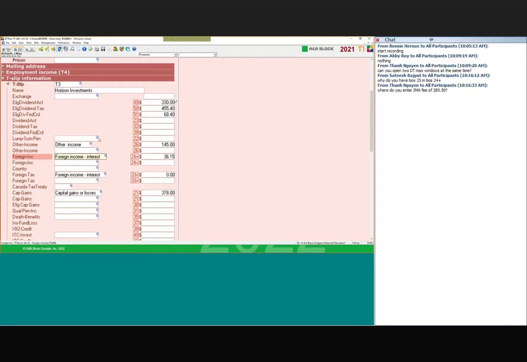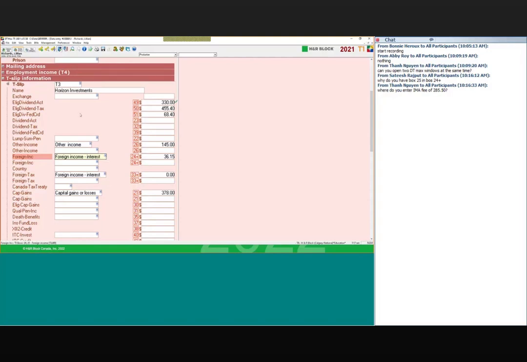And Thane's asking, where do you enter the management fees? I will do that later in the demonstration. We're not doing it right now because it doesn't go in the T-slip section. All right, so just hold your horses on that. Anyway, I'm just following along what it says here in my instructor guide.